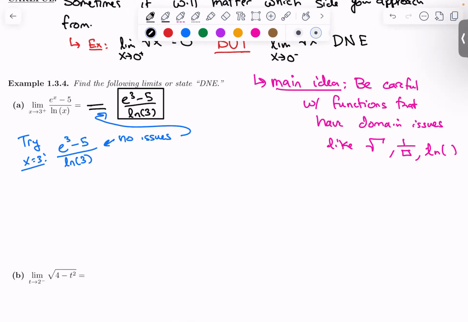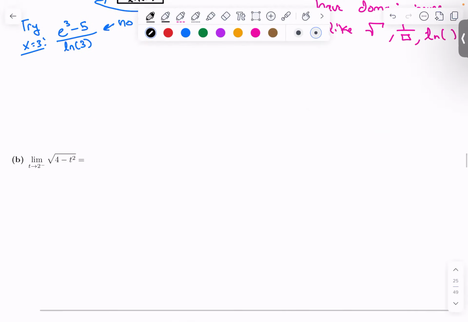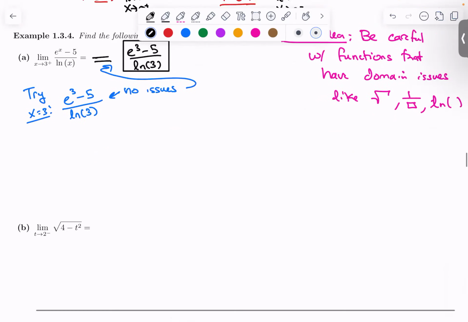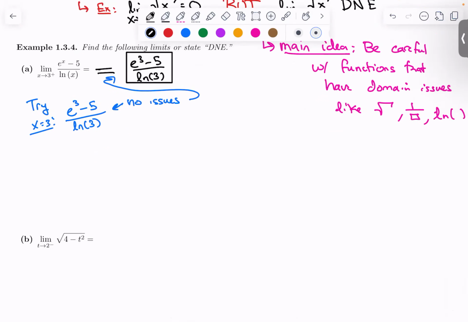Anyways, good. So, any questions on that one? If it doesn't have any problems around it, like 3, the ones I would be worried about would be 0, and 1, because natural log of 1 is 0. But other than that, I'm not too worried about this one. In plugging it in, we don't need to worry about it being plus or minus, because it was just asking for the right side limit.